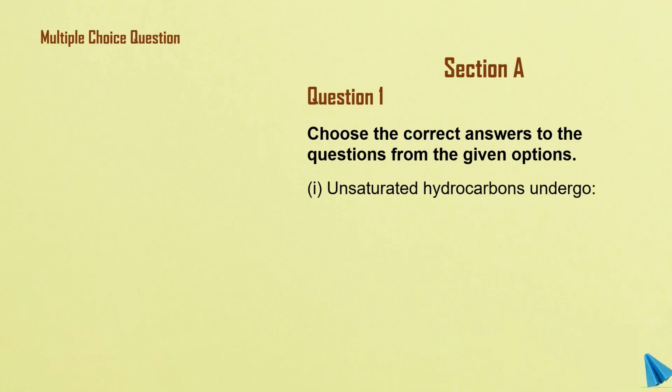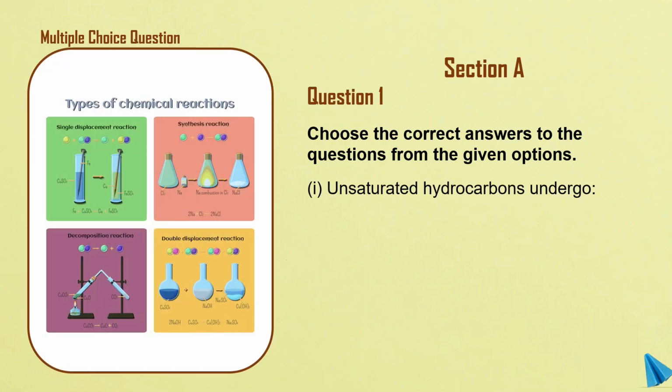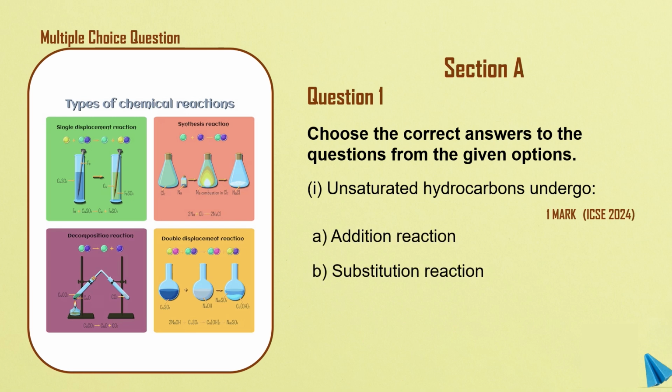Unsaturated hydrocarbons undergo addition reaction, substitution reaction, oxidation reaction or redox reaction. So 4 options are given. We have to choose the correct option. This is section A, question number 1, asked for 1 mark. So let us see the solution.